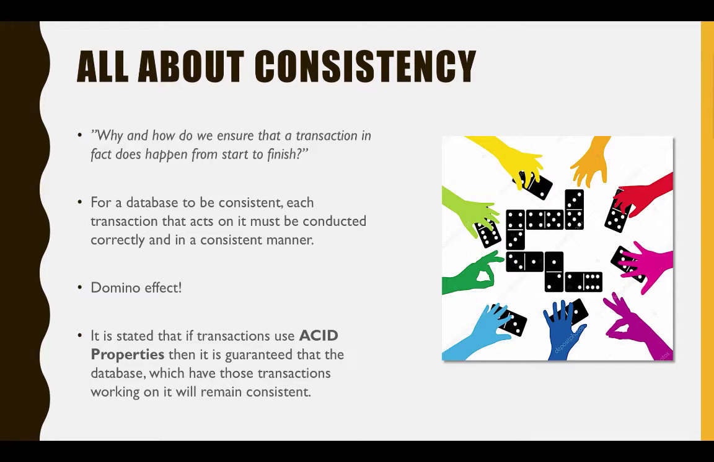Now that we understand what a database is and what a transaction is, for everything to run smoothly, the transaction needs to work well. So that brings me to the second part of the question. How do we ensure that a transaction works properly? Well, by using the ACID properties. It is stated that if transactions use ACID properties, then it is guaranteed that the database, which has those transactions working on it, will remain consistent.